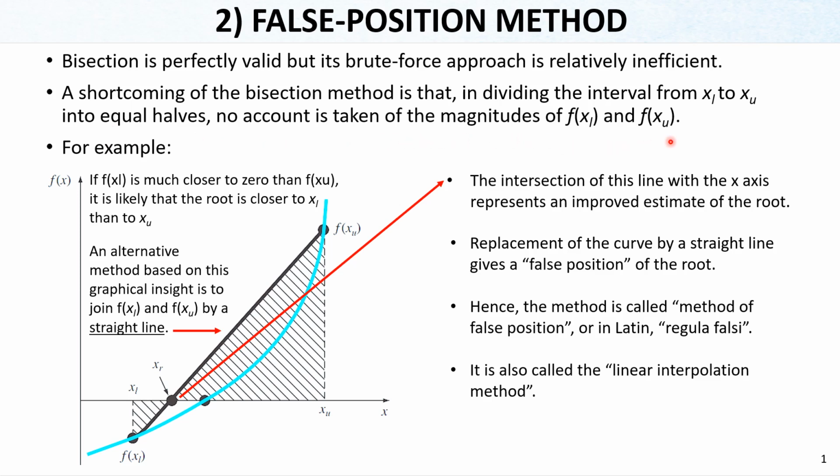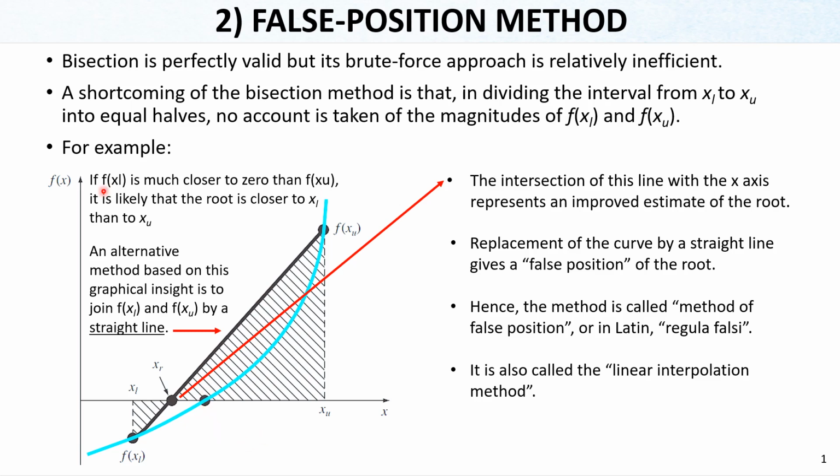no account is taken of the magnitudes of f(xl) and f(xu). So we don't really use the function values. We just use xl and xu and continue from there. And it takes time in terms of iterations to find the root. For example, here you can see a function, which is the blue line, and this is the actual root over here.